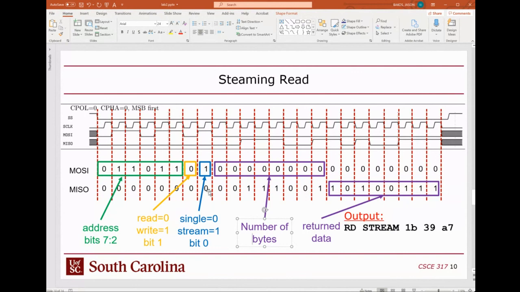Okay, the second exchange, and this would be from MOSI to MISO. So in this case, obviously 0 wouldn't be a valid value. I would assume greater than 1, right? So that would be 2 or more here in the number of bytes. And then from that point, you would have the data coming back on MISO. And then the output of the program would be read and then stream, and then the address followed by the bytes.